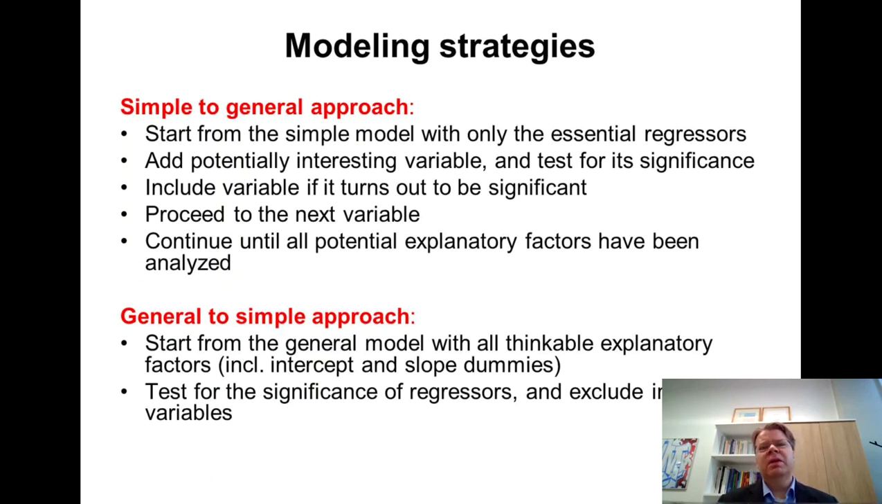Then the opposite approach would be to start with a very general model. So you start by putting everything in the model, all explanatory variables and all kinds of interactions, intercept and slope dummies, nonlinearities and so on. However, this can also be difficult if you have lots of potential explanatory variables. Then the idea is to test for significance and exclude variables that turn out to be insignificant. But that's also not really highly recommended.